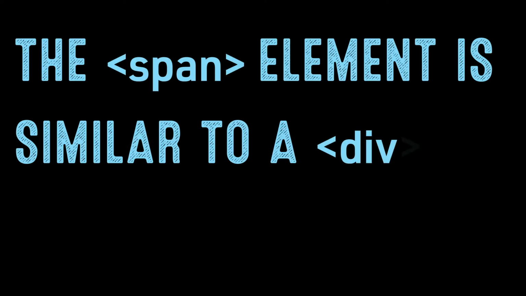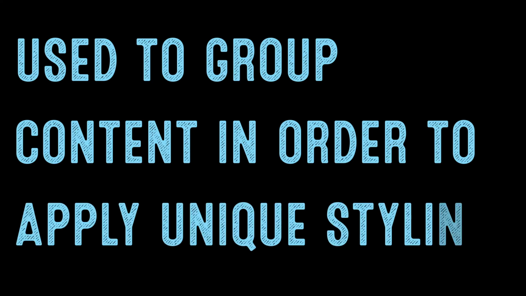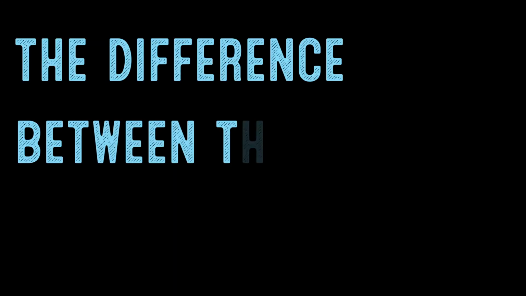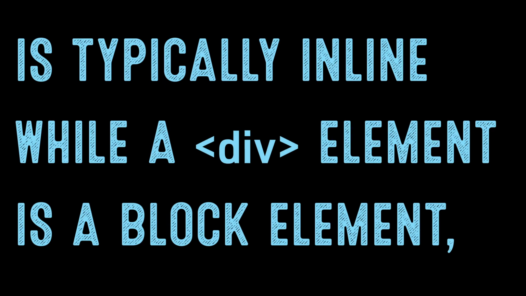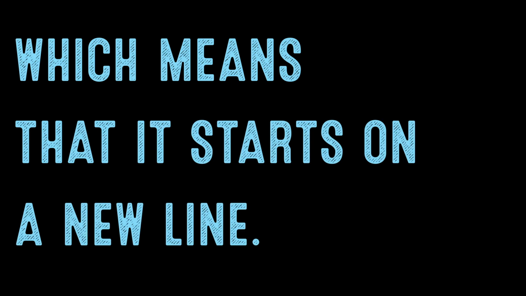The span element is similar to the div element, as it is also used to group content in order to apply a unique styling. The difference between the two is that a span element is typically inline while a div element is a block element, which means that it starts on a new line.